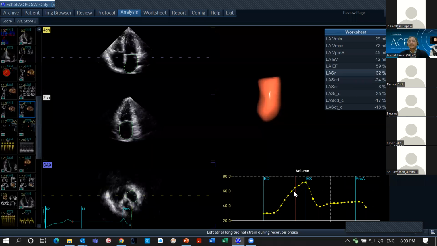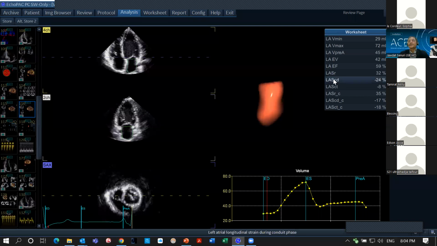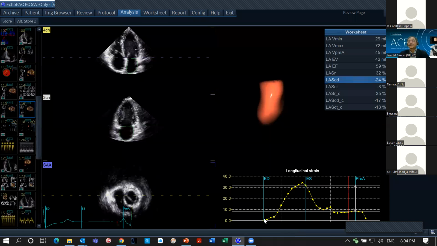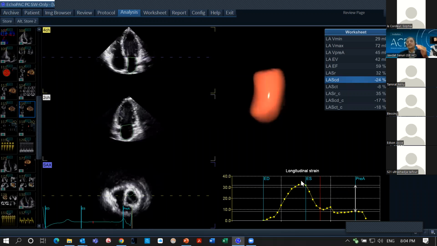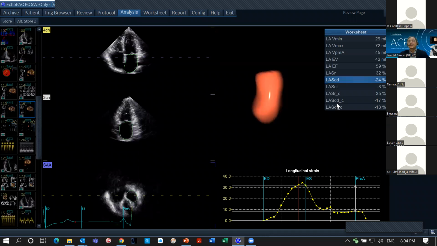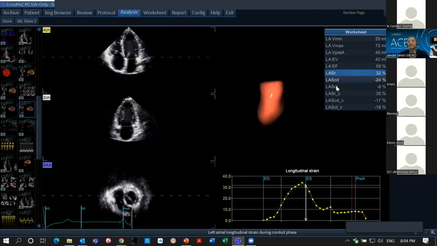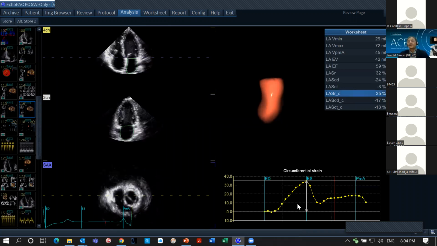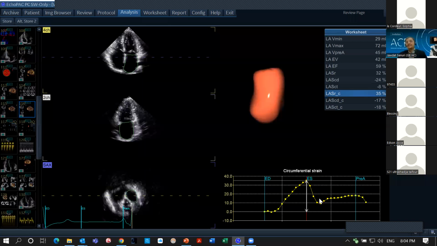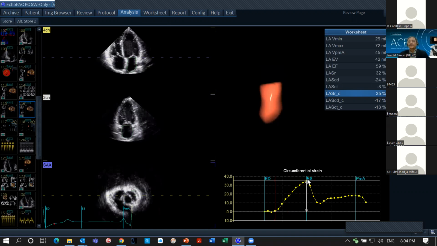And if I click on strain, now you see this curve is for the volume. But if I go and click on strain, then this is the curve for longitudinal strain. And again, you can see reservoir strain, conduit strain, contraction strain. This is a longitudinal reservoir, conduit, contraction. And then again, if I click here, this is the entire strain curve for circumferential. And again, you can see here the values for reservoir strain, conduit strain, and contraction strain as well.